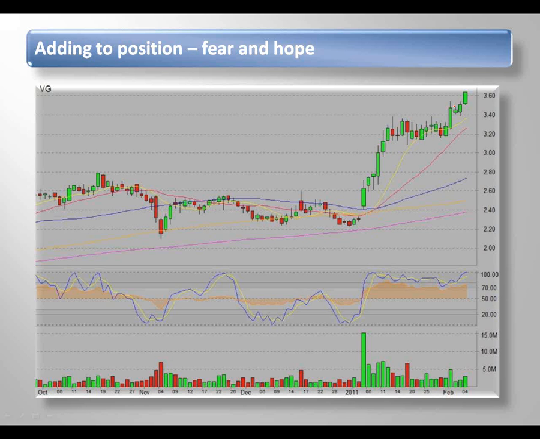This is the Vonage chart that we looked at earlier when we only had this one spike, which was like Tuesday. Well, this is how Vonage closed out on Friday, and this is still an open position for us, and this is a position that we added to. So we thought we would talk about the anatomy of how to add to this position.